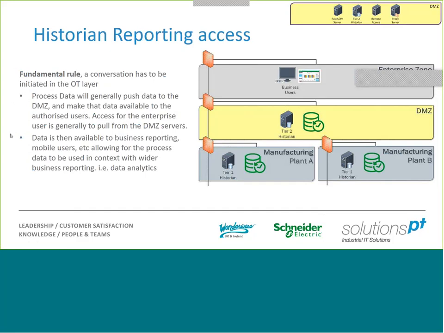In this diagram, Tier 1 historians are replicating their data to a Tier 2 historian located in the DMZ, and this is a very good approach when your facility has a firewall and you want users on both sides of the firewall to have access to the same data.